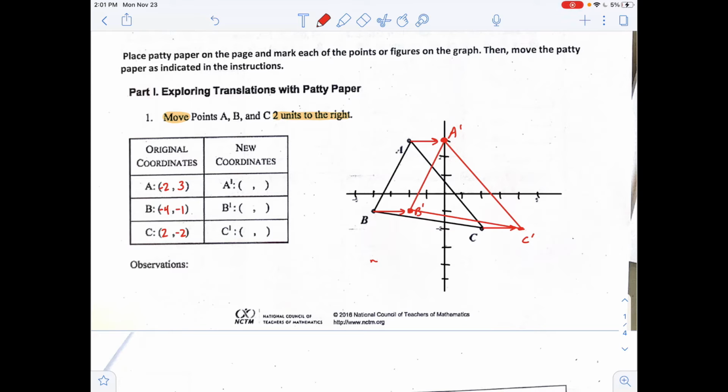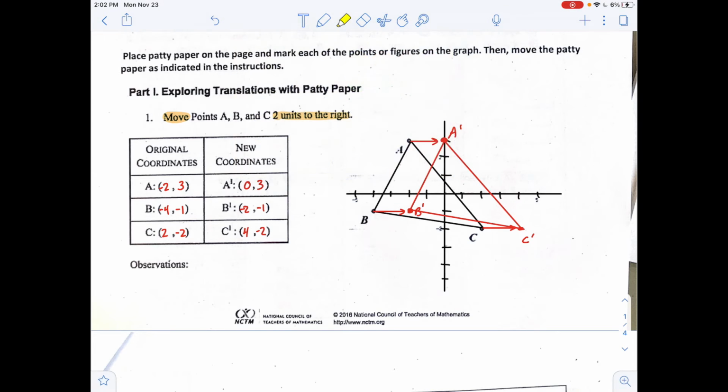I'm going to move it 2 units to the right, and let's find our new coordinates. So A is (0, 3). I just moved it to the right. I did not move it up or down. B is (-2, -1), and C is (4, -2). So notice that this is the same size and shape. I just moved it 2 units to the right.